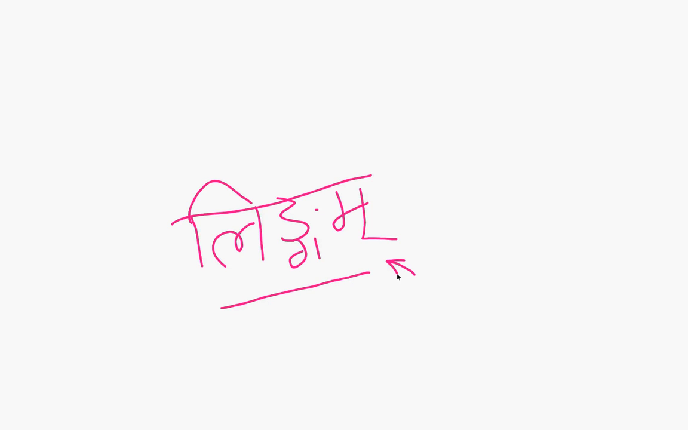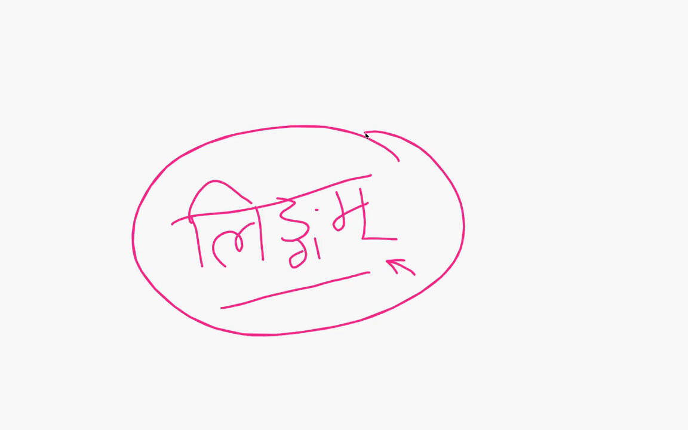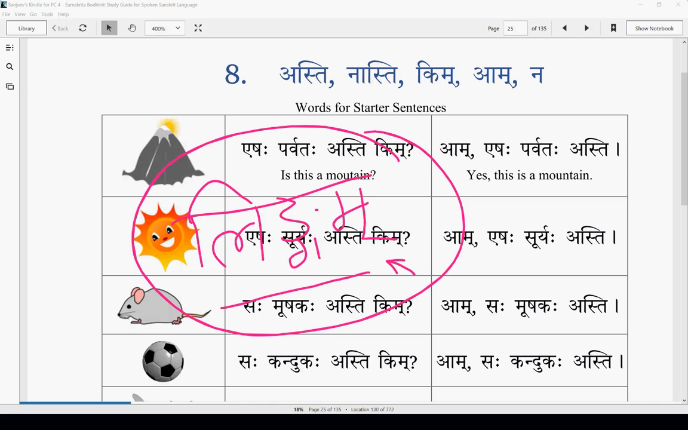Note that I am pronouncing the word linga as lingam. That means the word lingam itself is a Napumsakalinga word. So this word itself is in neuter gender. So we have three types of lingams. One is Pullingam, Strilingam, Napumsakalingam. Three genders.